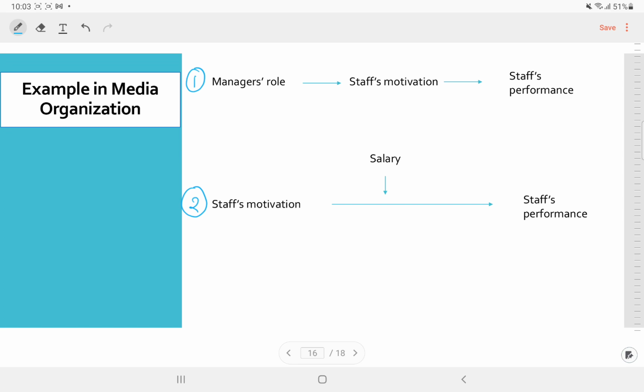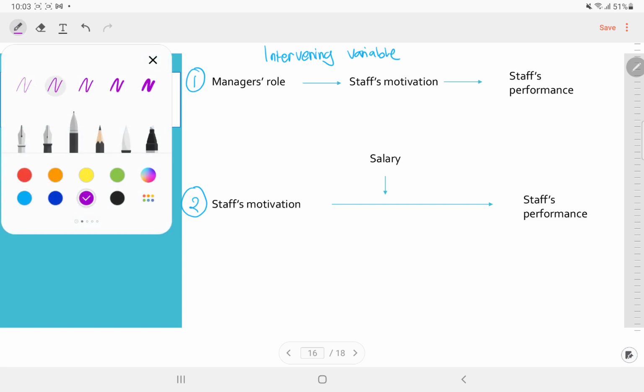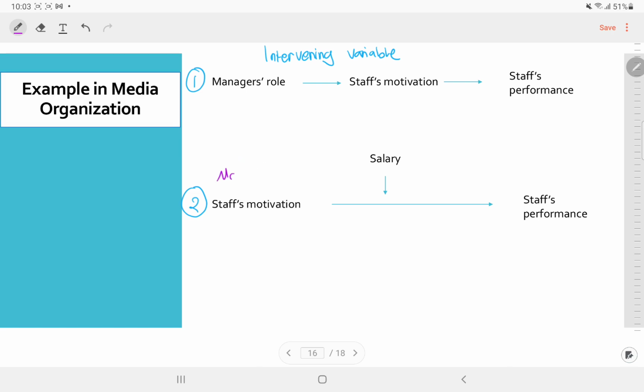Okay, I think the time is up. So just take a look at your answers, whether it is correct or not correct. The first one should be the intervening variable. And the second one should be the moderating variable.